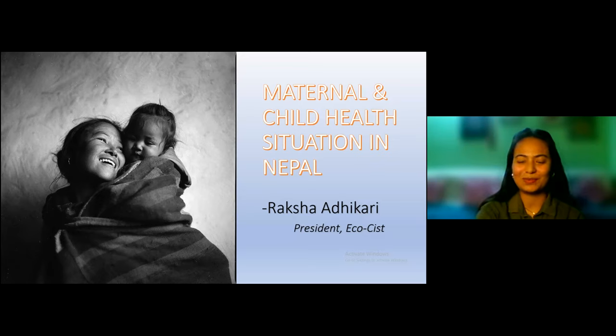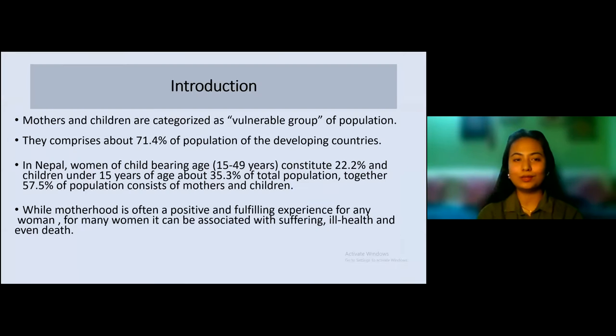So I want to start. As we all know, mothers and children are categorized as a vulnerable group of any population. They comprise about 71.4% of the population of developing countries. In Nepal, women of childbearing age, which is from 15 to 49 years, constitute 22.2% of the population, and children under 15 years of age are about 35.3% of the total population. Altogether, they are about 57.5% of the whole population.